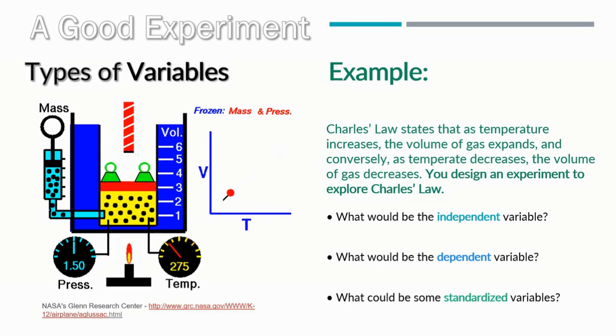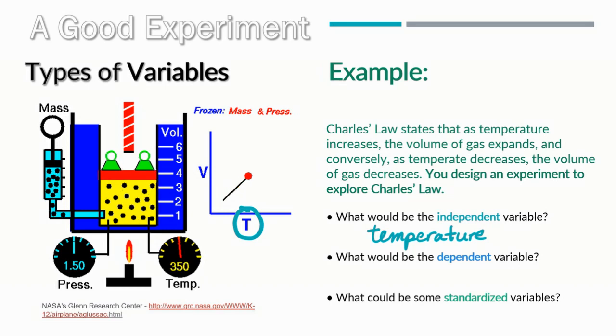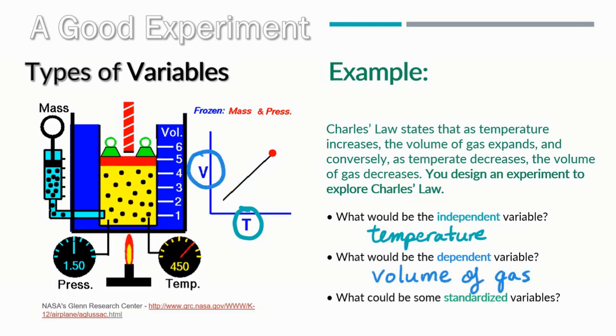Okay, now checking back in, what would be the independent variable? In this example, our independent variable would be temperature, because temperature is not related to anything or dependent on anything else in this experimental design. In fact, the volume of gas is dependent on the temperature. So off the bat, we know that temperature, which we are increasing, right, or decreasing as part of our experiment, so it's manipulated by the researcher, the volume of gas is dependent on temperature. So temperature is our independent variable, and volume of gas is our dependent variable.